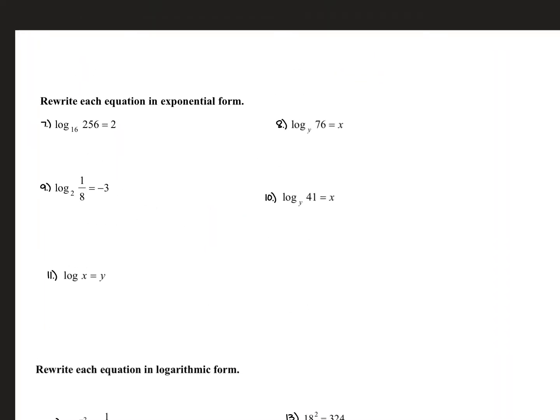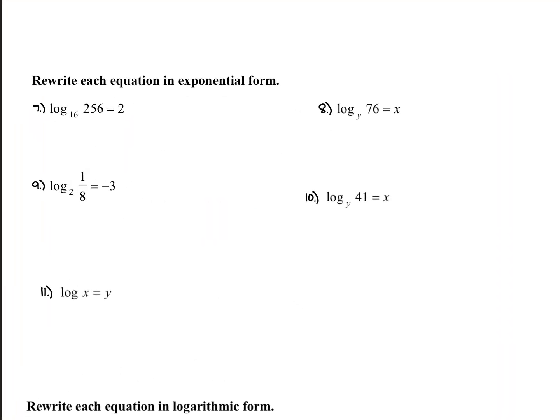For our next section, we are going to rewrite each equation in exponential form. So with these, we're just going from log to exponential. For number 7, we have log 16 of 256 is equal to 2. Remember, with these, we are dropping the log. The 16 comes up. 2 becomes your power, and your answer is your big number. So that's 16 to the second power is equal to 256. Remember, with these also, they should be true statements. If they are not, then there is something wrong with them.